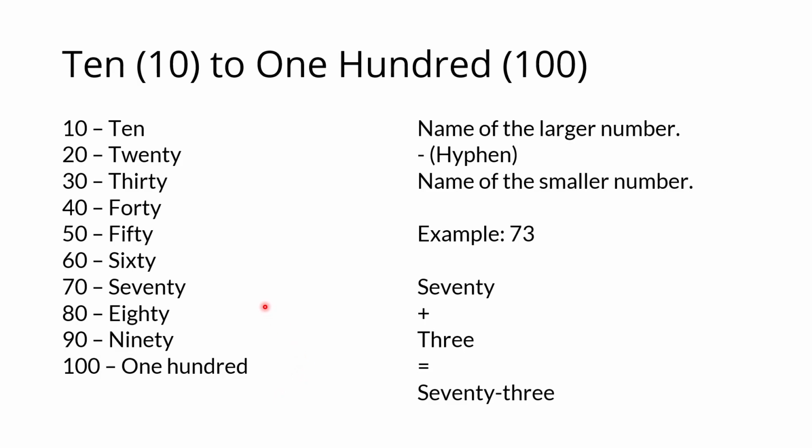Right, so let's go through a few more examples. So we could take 80 for example, and if we wanted to make 87, we would do 80 plus 7.